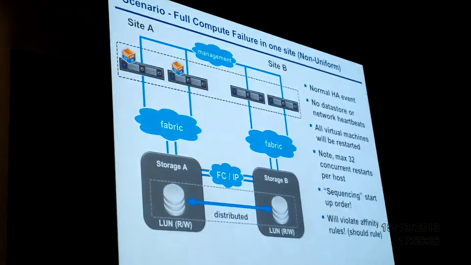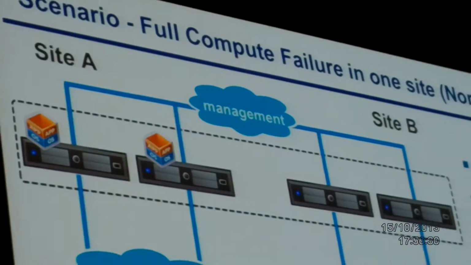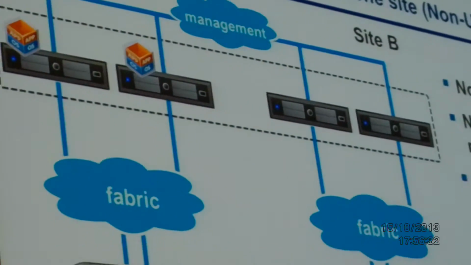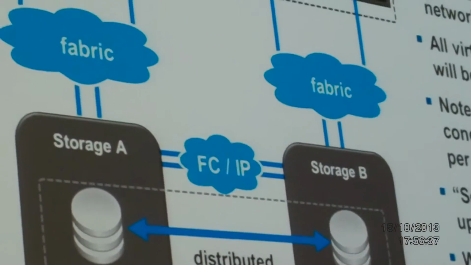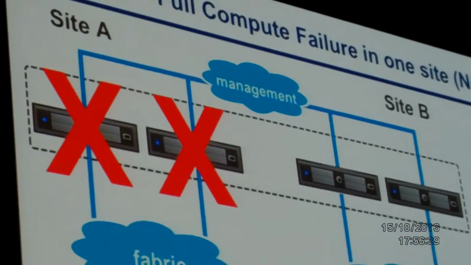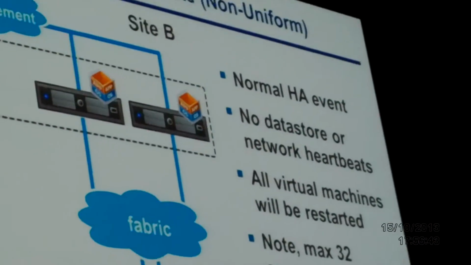So some failure scenarios, but we'll go through these together. The first one we wanted to talk about is essentially a full compute failure at site A. This is our little environment, remember, this is a uniform environment. Here I lose both of the nodes at site A, so they're both gone. Normal HA events. If that happens in a stretched environment, that's just a normal HA event.